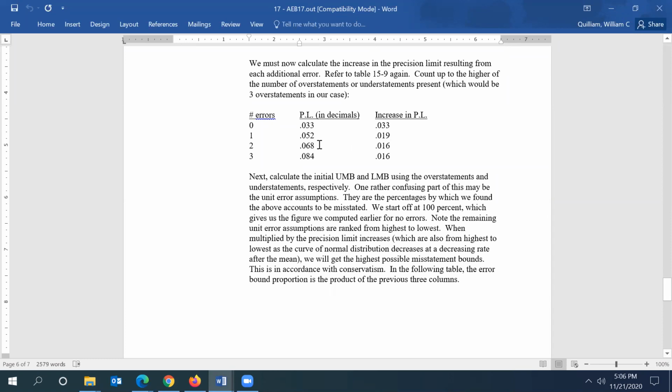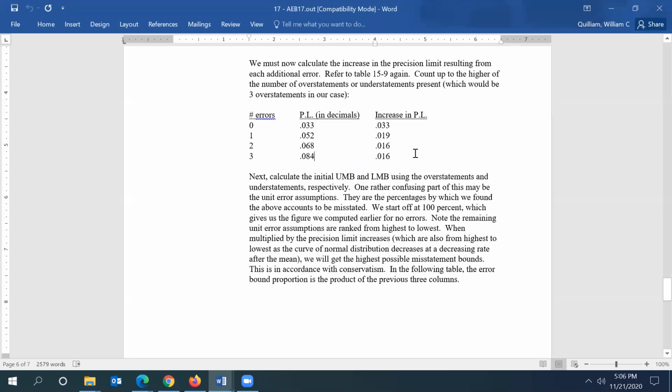Find 2 errors. Well, actually, they changed this table a little bit from the previous edition, and I pulled this number from the previous edition. It was 0.068 there, 6.8%. In our book, it's 6.9%, 0.069. Do you think we're concerned about a rounding error of that magnitude? No, I didn't even bother changing this number. So the increase in the precision limit, if we subtract, is 0.016. So we think there's an additional 1.6% of error in the population due to this second error we found.